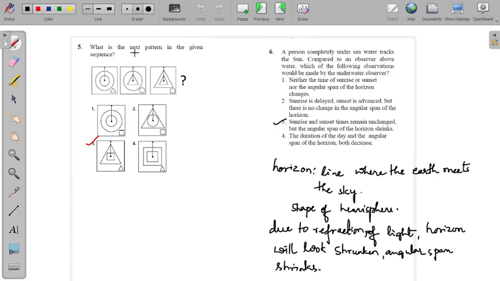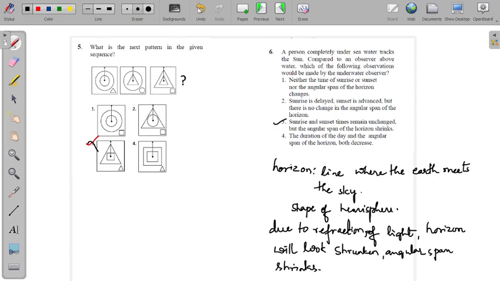Now, fifth question, what is the next pattern in the given sequence? Very simple. In the first diagram you observe a triangle below on the right side, and a circle inside, then the circle comes outside and the triangle goes inside. Similarly, this triangle is inside, square is outside. Now the square should go inside and the triangle should come outside. Everything else remains the same, and only that change is observed in the third option, hence that is the answer. Not the third option, this option.